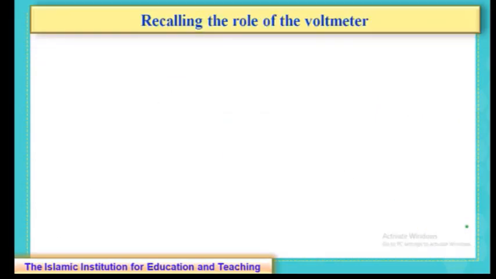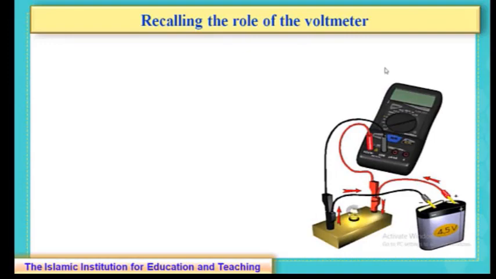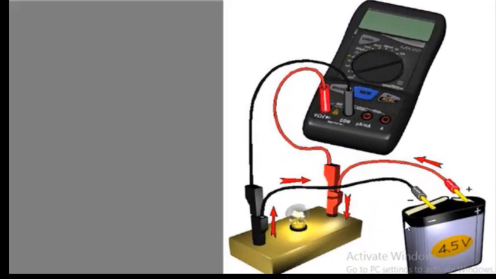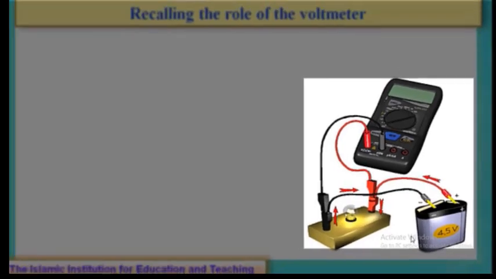Do you remember the role of the voltmeter? Here we have a short circuit made up of a lamp connected to a 4.5 volt battery. This battery has two poles, the positive pole and the negative pole. The voltmeter is connected across this lamp. It has two terminals, the COM terminal which is connected towards the negative pole of the dry cell and the V terminal which is connected towards the positive pole.